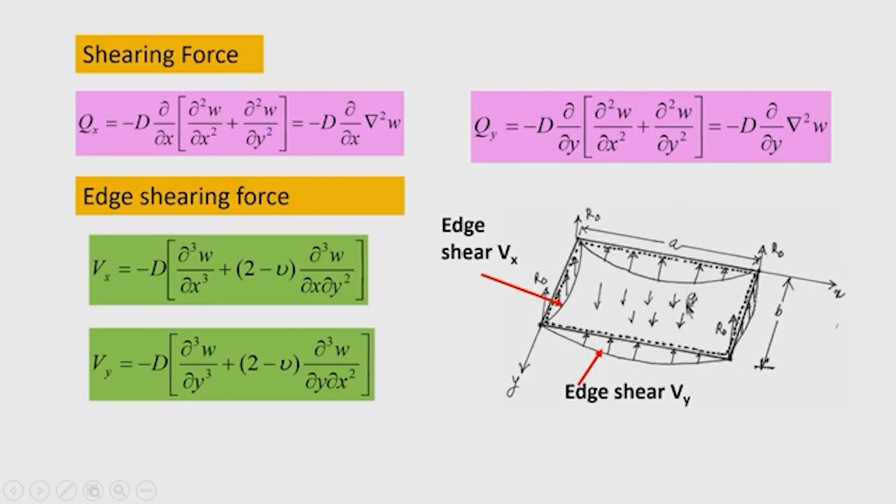So, the S shear force, when you integrate it, you will get the total S shear at this edge, and similarly for all other edges. This S shear plus the other reactions at the corner should be balanced by the vertical or transverse load acting on the plate. Okay.